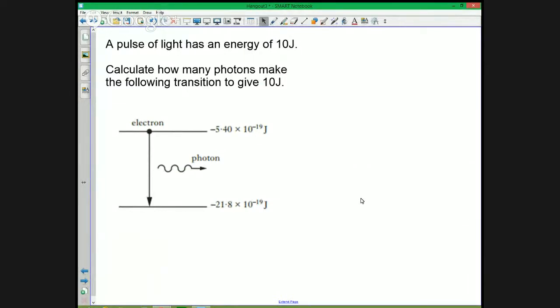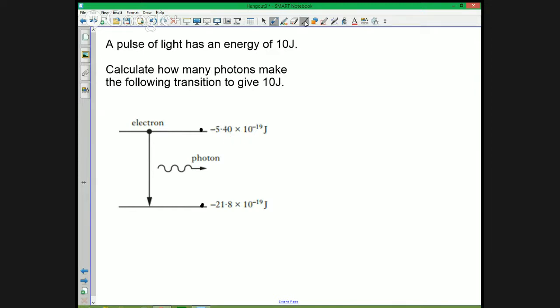It says a pulse of light has an energy of 10 joules. Calculate how many photons make the following transition to give 10 joules. Now this is happening in one of the atoms. An electron, we know, falls down from a high energy level to a low energy level and gives out a photon of light. The energy levels are numbered here, and one of the big trip-up points is the minus signs. What do those mean? The minus signs simply mean how much energy an electron needs to escape the atom from this particular point. So if you're an electron sitting here, you need 21.8 times 10 to the minus 19 joules to escape the atom, to be ionized, to get away from the atom. If you're an electron sitting up here, you just need 5.40 times 10 to the minus 19 joules to escape.